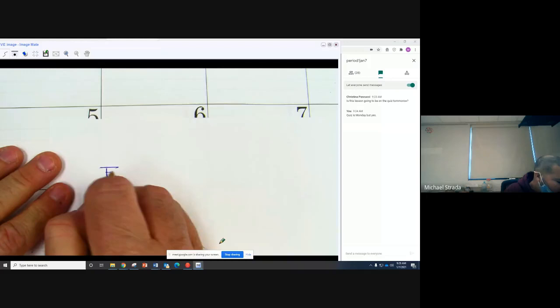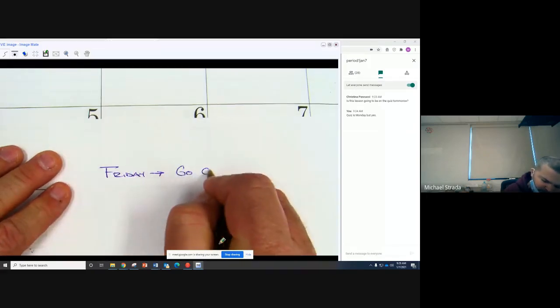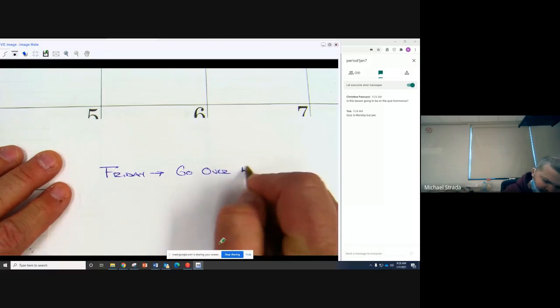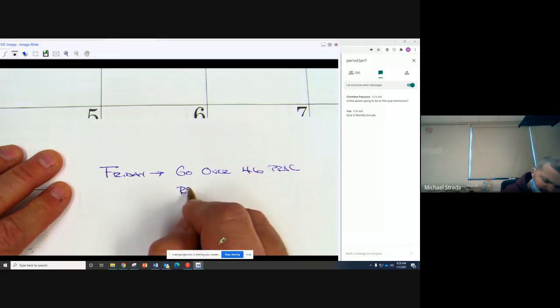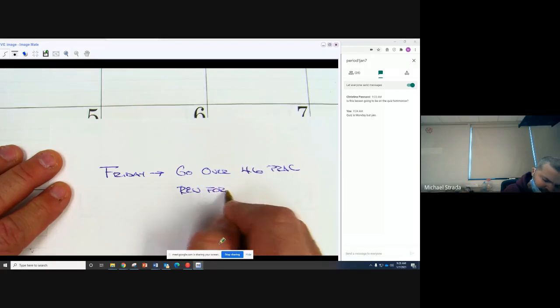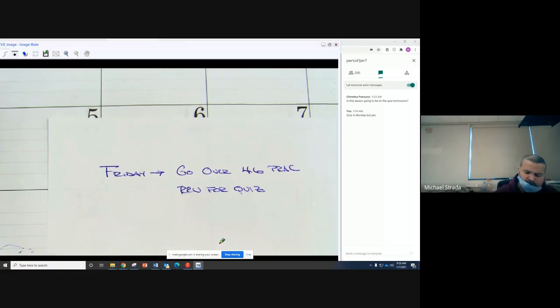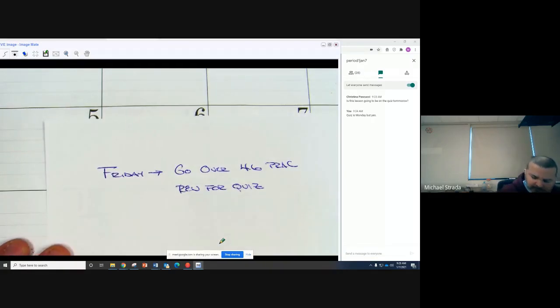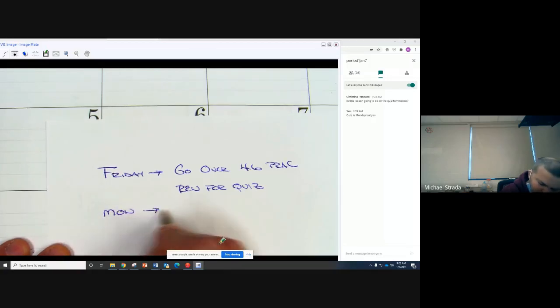Friday, go over 4.6 practice. And then review for the quiz. Any remaining time tomorrow, we'll review for the quiz. There won't be any attachments. If there's anything that you need to print, it'll be up in the morning. Monday, you have your quiz.